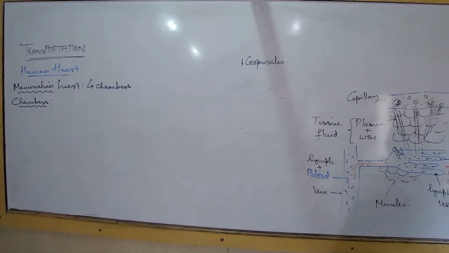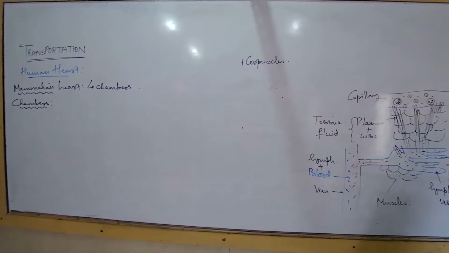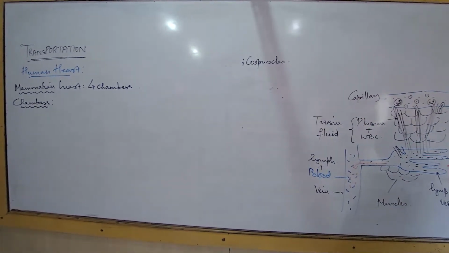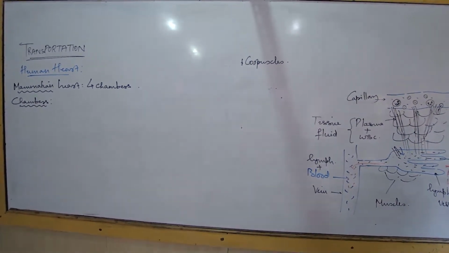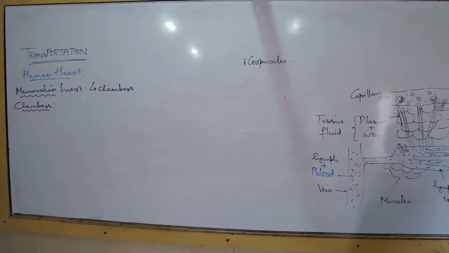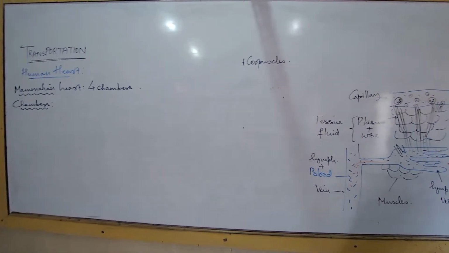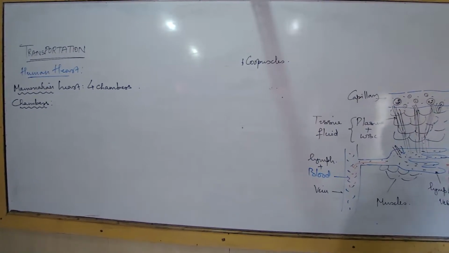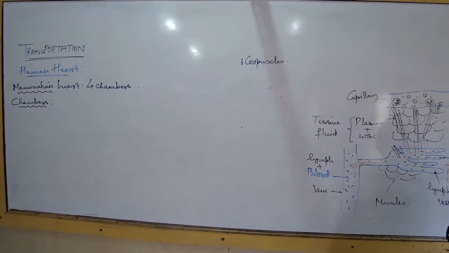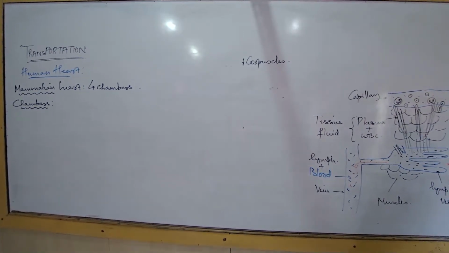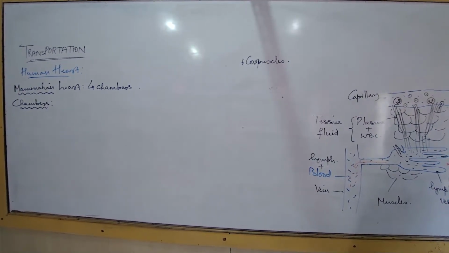Okay, so what are the 2 upper chambers I told you? The 2 upper chambers are known as atrium or auricle. Lower chambers are known as ventricles. No other name, no alternative name for ventricles. Now we generally name it this way: the right auricle, the left auricle, the right ventricle, the left ventricle.